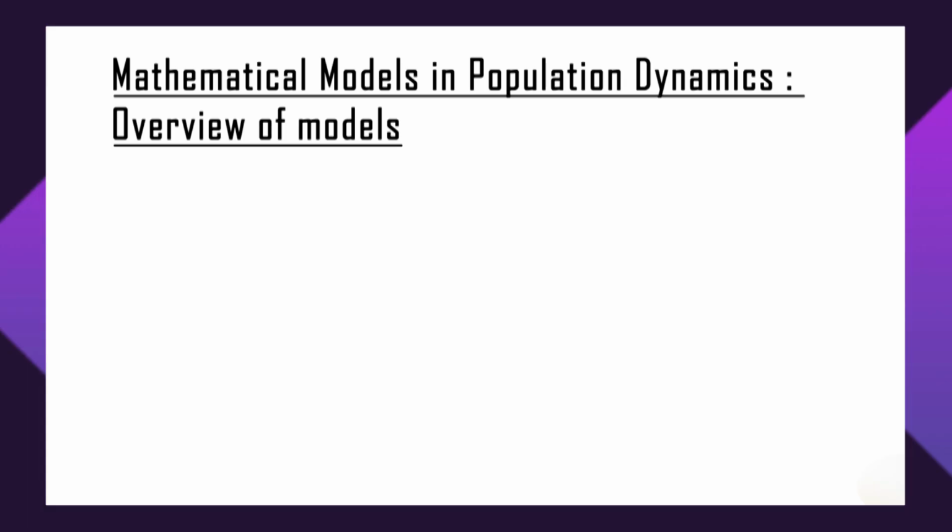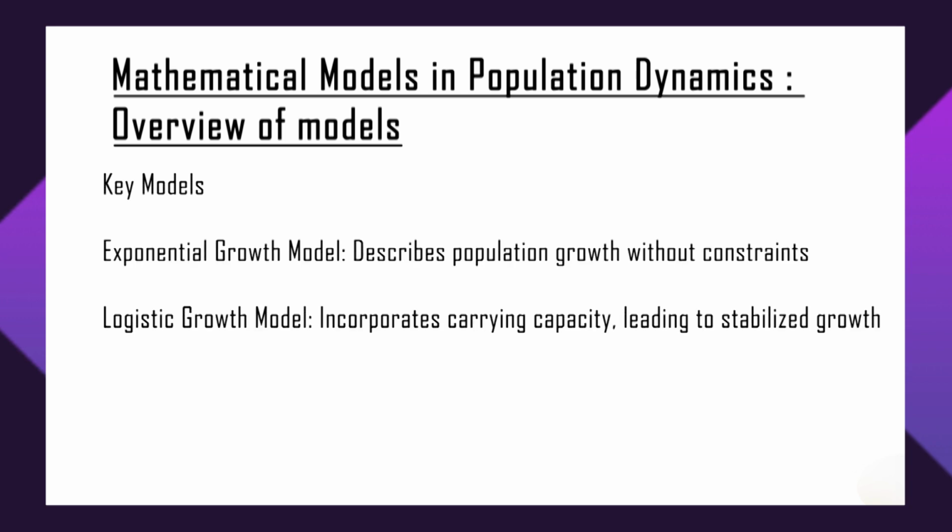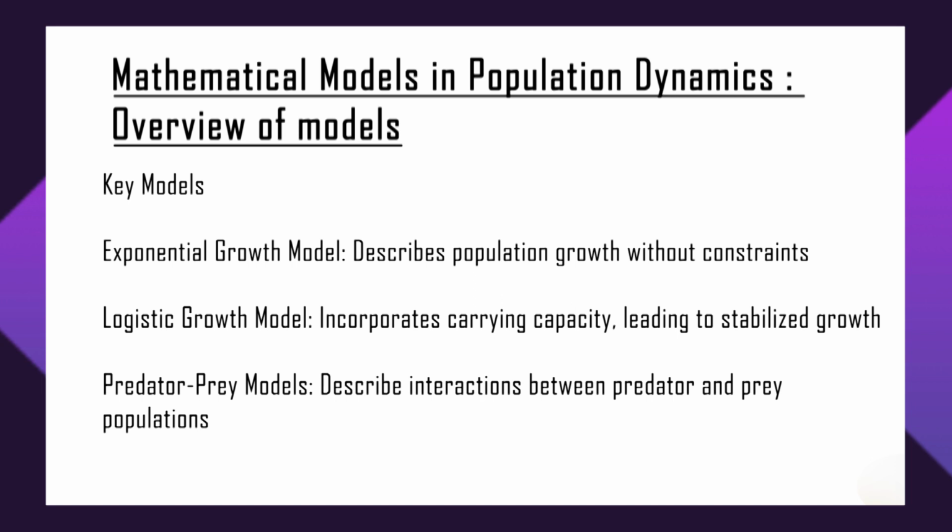The key models are the exponential growth models. These models describe population growth without constraints such as food availability. The next one is the logistic growth model. This incorporates the carrying capacity, leading to the stabilization of population growth. The next one is called the prey-predator models. These describe the interaction between predator and prey populations. And there are also differential equation models in population dynamics.